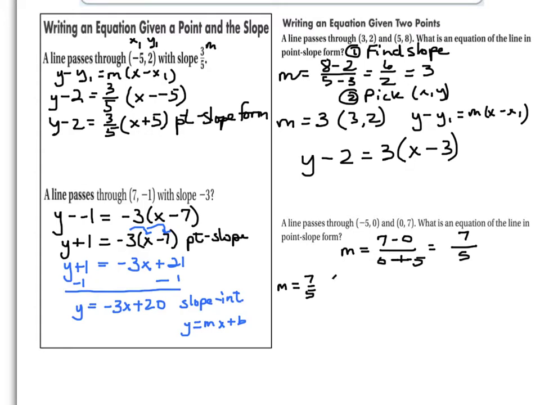And I'm going to pick the ordered pair (0, 7). Again, it doesn't matter which ordered pair you pick. So we plug this into point-slope form: y minus 7 equals 7/5 times the quantity x minus 0. So we would get that as your point-slope form answer. Okay, so we figured out how to find the equation of a line with a slope and a point, and with two points.